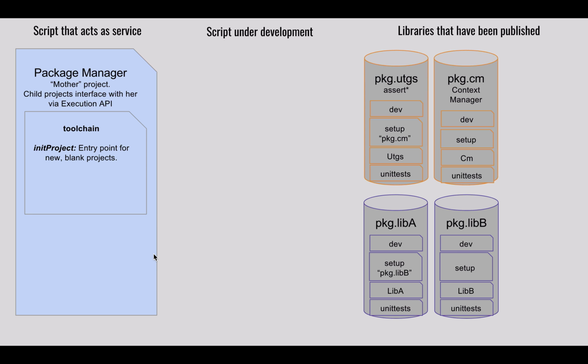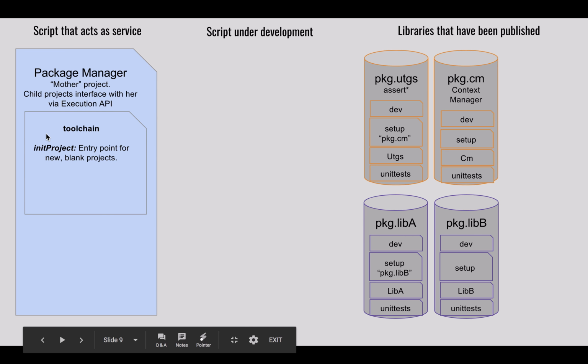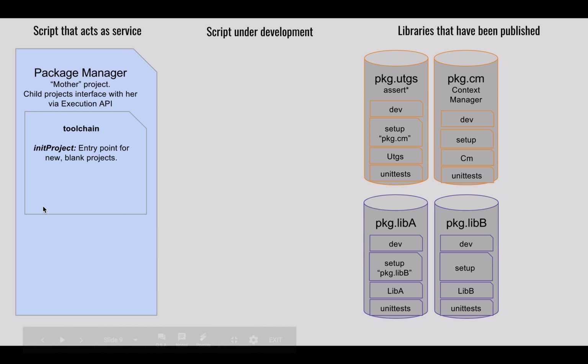Okay, so now that we have some of the code in mind, and how it looks to actually code it, I want to explain the mental models needed to work in this environment with this framework. Like I said before, the package manager itself is kind of a mother project. You include it into your drive just once, and it acts as a kind of service for other projects that you make. The toolchain is what allows us to communicate with these different projects.